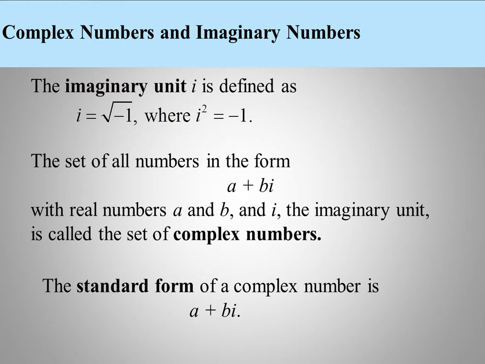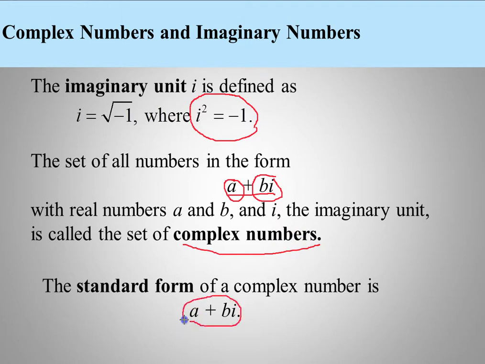So here, the imaginary number unit is i, and I would like to remember it as i squared is equal to negative 1. And any number in the form a plus bi is called a complex number. A complex number technically is a real number and an imaginary number together. And the standard form of a complex number is a plus bi.